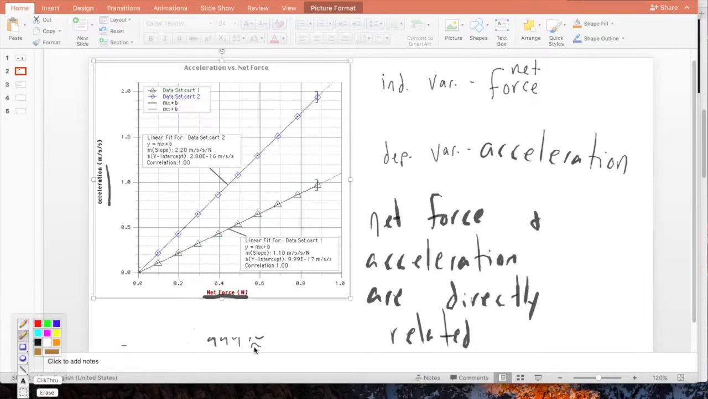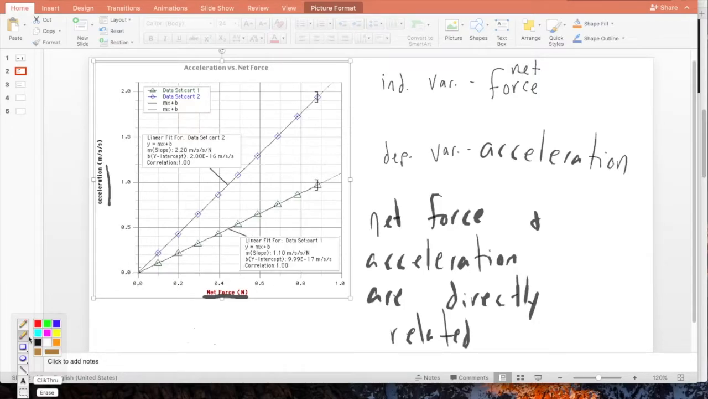Remember, the y-intercept is where the line crosses the y-axis when the x value is 0. So where does it hit when x is 0? Where does it cross the y-axis? Right here? Well, I think it makes sense. Think about what this data is. Net force and acceleration. If there is no net force on the object, the acceleration is going to be 0. That's what this is saying.